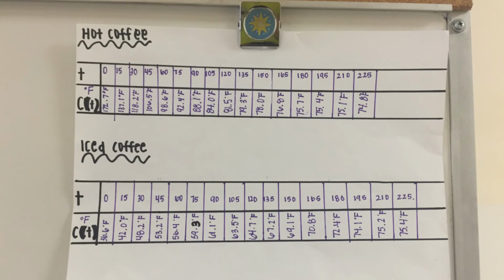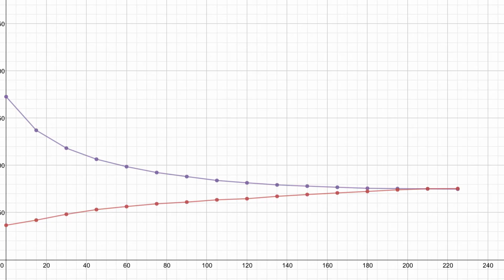25 minutes. Based on the table of values, we can see that the hot coffee took 16 intervals to reach room temperature, while the iced coffee only took 15 intervals to reach room temperature, which means that the iced coffee reached room temperature faster than the hot coffee.